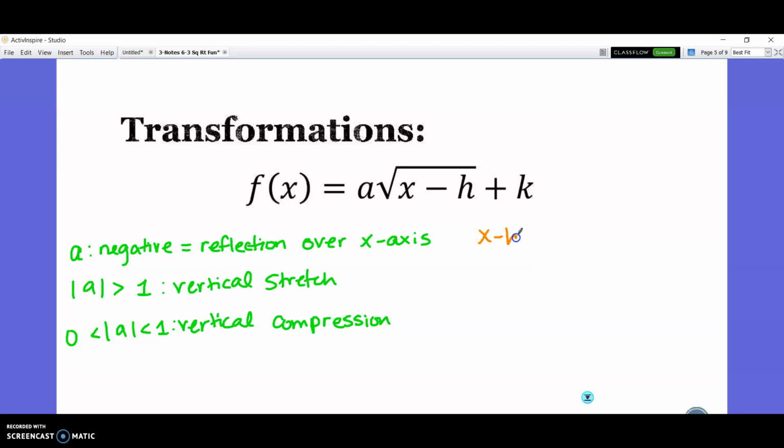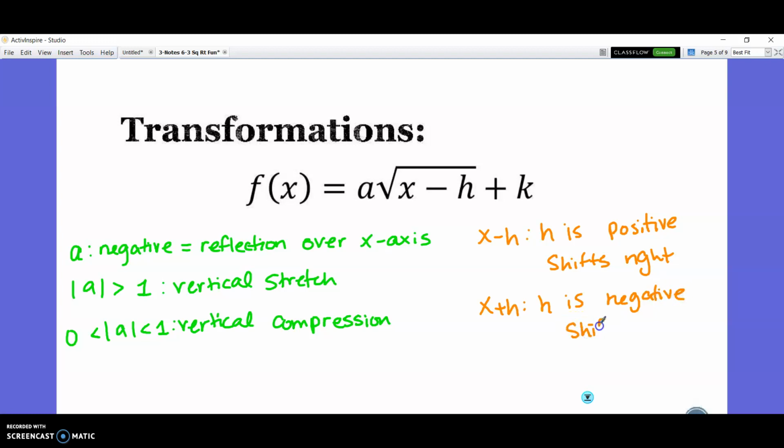If you have x minus h, then h is positive and shifts to the right. If you see x plus h, h is negative and it shifts left.